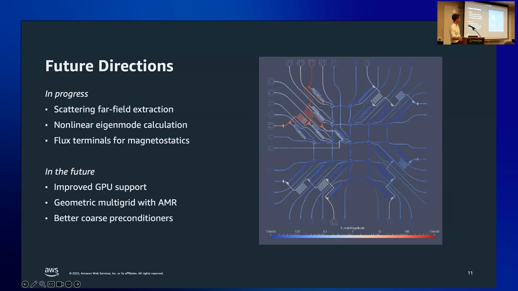Nonlinear eigenmode calculation, I mentioned that. Flux terminals for magnetostatics. So it turns out if you're trying to make superconducting logic circuits, so not quantum ones, just like a normal transistor style one with superconducting logic, you need the ability to specify flux through specific loops and then calculate mutual inductances between them, which slightly entangles things and gets a bit more complicated.